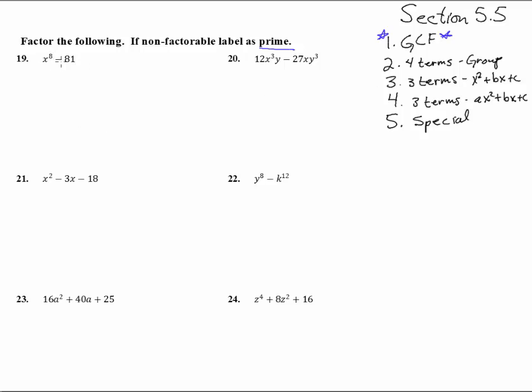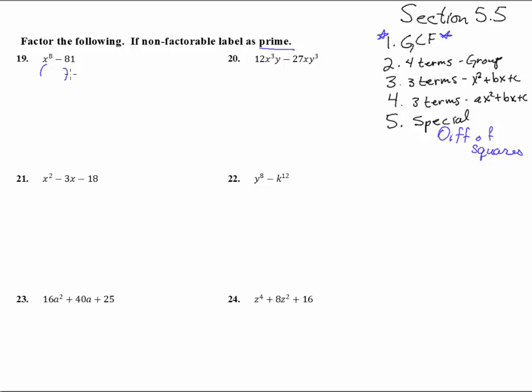Okay, here we have x to the 8th minus 81. Any greatest common factor? No way. This has all x's, that's all made up of 9s, 3s, stuff like that. So, how many terms does it have? 2, so we're not going to use method 2, method 3, or method 4. This is a special case, particularly with a difference of squares. That's the main one we're focusing on for the special cases. And this is a difference, indeed.